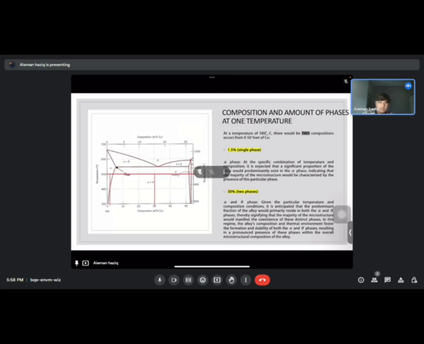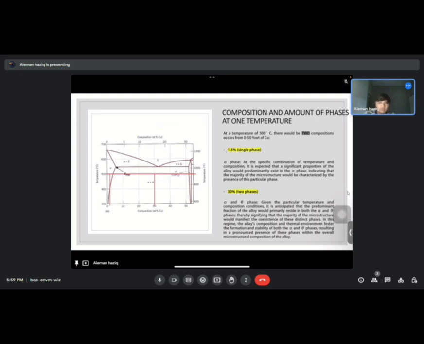At a temperature of 500 degrees Celsius, there would be two compositions occurring from 0 to 50% weightage of copper. So the first one is 1.5%. There is a single phase, which is the alpha phase, at this specific combination of temperature and composition. It is expected that a significant proportion of the alloy would predominantly exist in the alpha phase, indicating the majority of the microstructure would be characterized by the presence of this particular phase.